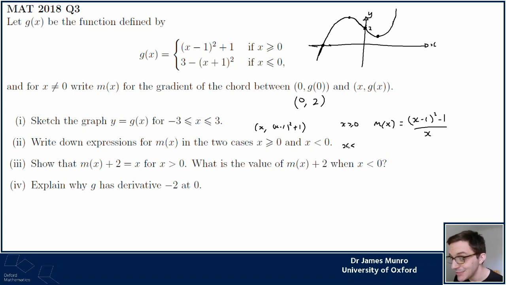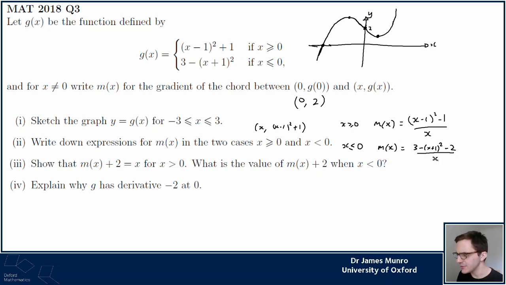Okay, similarly, when x is negative, I'm going to work out m of x. Different equation for what that is. Again, I'm going to do the difference in the y values, minus 2, over, and then x minus 0.